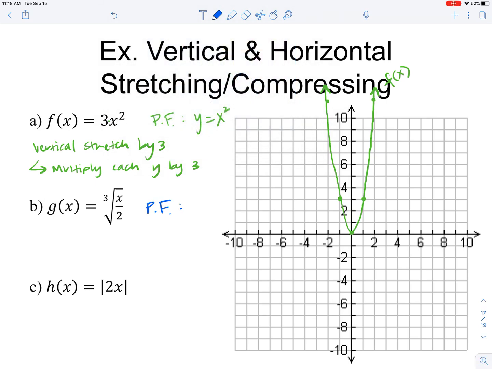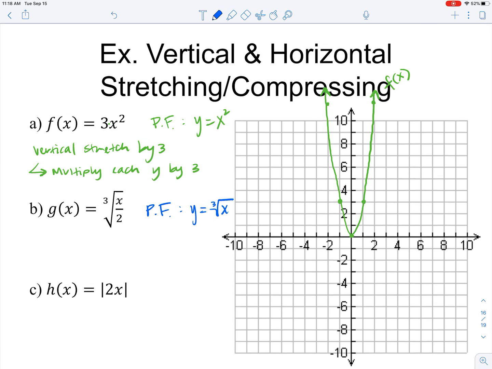Okay, the parent function for g is y equals the cube root of x, right? That's the sideways chair function. So I'm thinking about the points 0, 0, 1, 1, negative 1, negative 1. Now notice that this 2 is underneath the cube root.